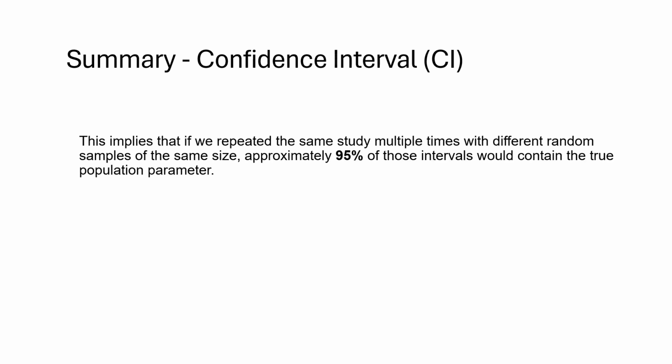Coming full circle, in summary, a confidence interval implies that if we repeat the same study multiple times with different random samples of the same size, approximately 95% of those intervals would contain the true population mean. And then we just demonstrated that you can in fact measure the confidence interval using a single sample only, quite well.